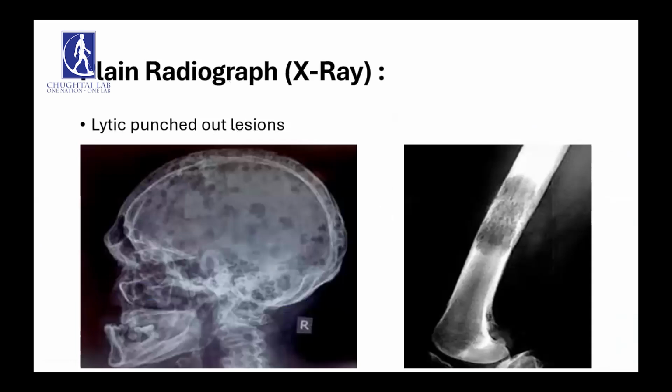Plain radiograph, X-ray. In X-ray, if we see these pictures of the skull and humerus, we can see clearly black spots, multiple black spots here and multiple black spots here, showing the demineralization of the bone due to increased osteolysis because of the increased osteoclastic and decreased osteoblastic activity. These black spots are called lytic punched-out lesions.